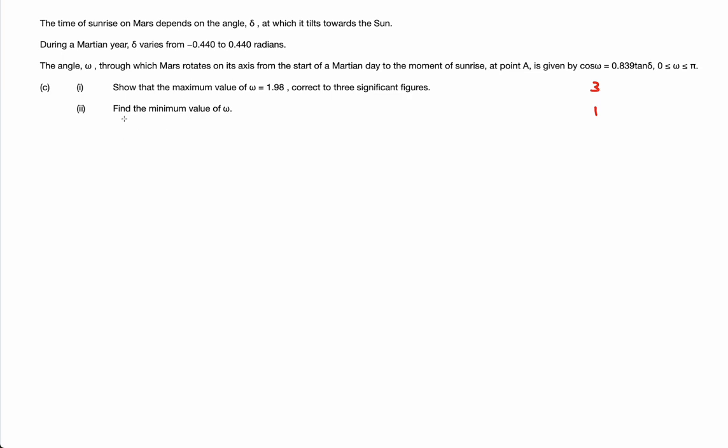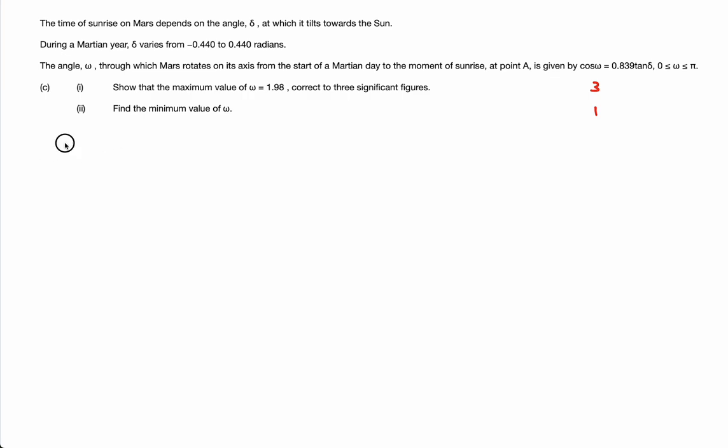Hi guys, okay, part C. It says the time of sunrise on Mars depends on the angle delta. This is the letter delta, the angle at which Mars tilts towards the sun. During immersion, delta varies from minus 0.44 to 0.44 radians. The angle omega, the Greek letter omega, through which Mars rotates on its axis from the start of immersion day to the moment of sunrise at point A is given by this.